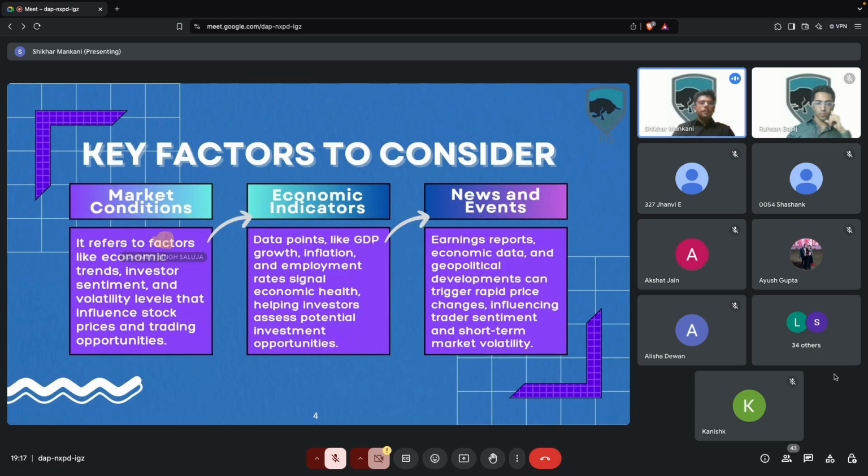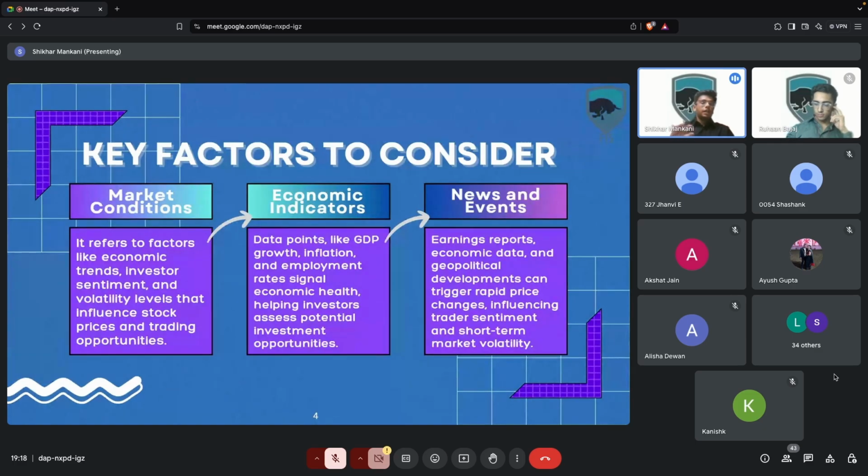So while trading short term, traders usually think that everything is technical analysis, and all we have to do is look at the price movement and look at the charts and stuff. But it's not just that. It's not that simple. We also have some external factors to consider in the environment, which include market conditions, economic indicators, news and events.